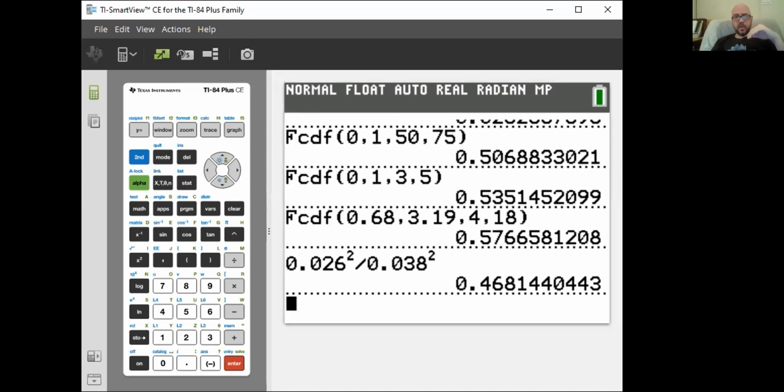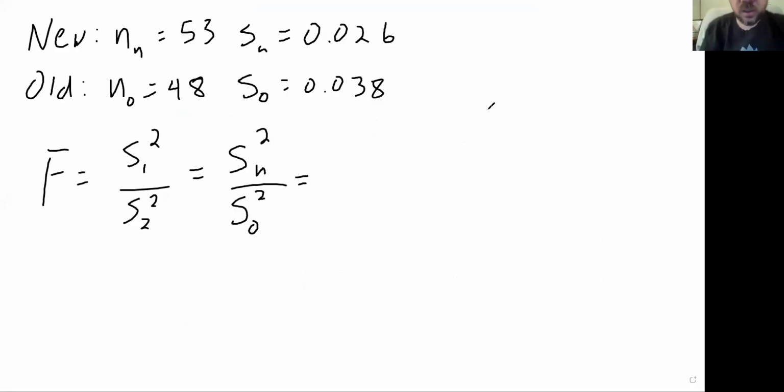So let's put that here. So we're going to have equals 0.468. That's my F statistic. Now my degrees of freedom for the top is 52. So let's make a new page.